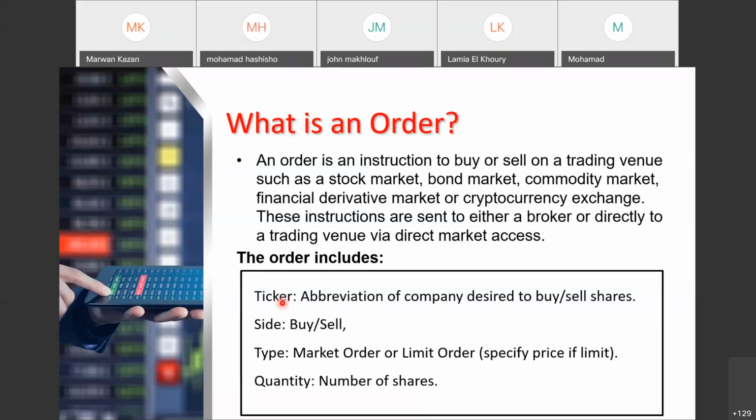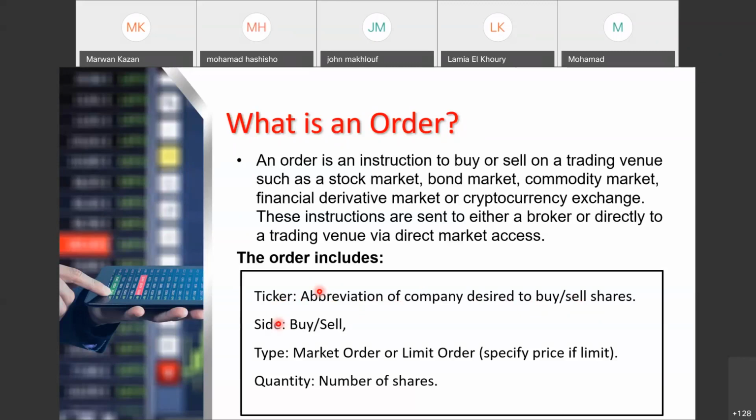So let's see what it consists of. First we have the ticker, which we explained. It's the abbreviation of the company you desire to buy or sell shares with. So I want to buy shares of company Apple, for example. The ticker for Apple is AAPL. It's a small abbreviation in order for the broker to know what company you want to buy or sell. Another example is Tesla, TSLA.